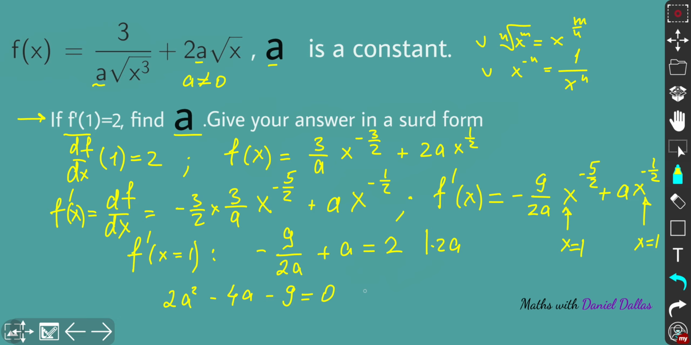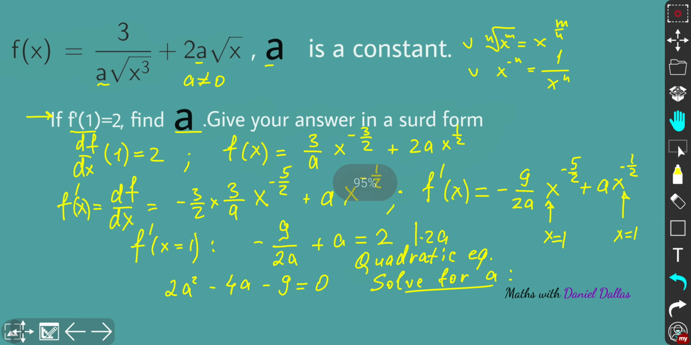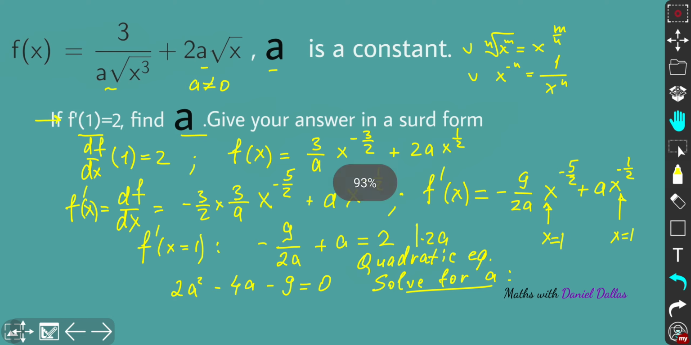And what sort of equation do we have? We have a quadratic equation. So right now we have a purely quadratic equation in terms of a. Now solve for a. Okay, solve for a, and we're going to use the discriminant. So I just squeeze it a little bit, so like this. Okay, and let's use the quadratic formula using the discriminant.